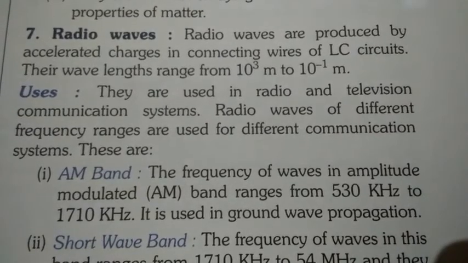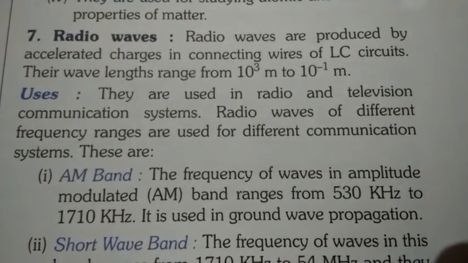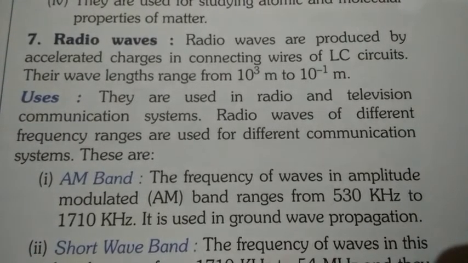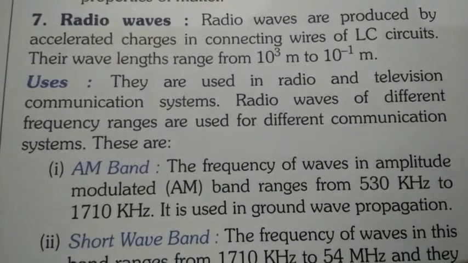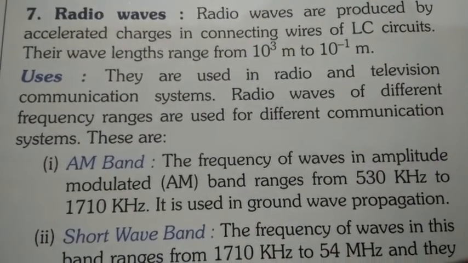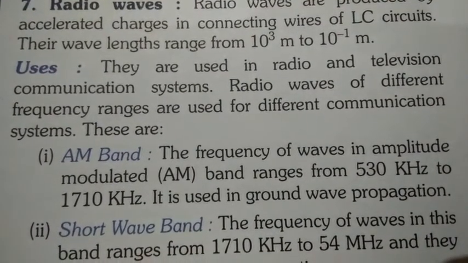Then the last part of the spectrum, radio waves. Radio waves are produced by accelerated charges in connecting wires of LC circuits. Their wavelength ranges from 10 to the power 3 meter to 10 to the power minus 1 meter. Uses: they are used in radio and television communication systems.